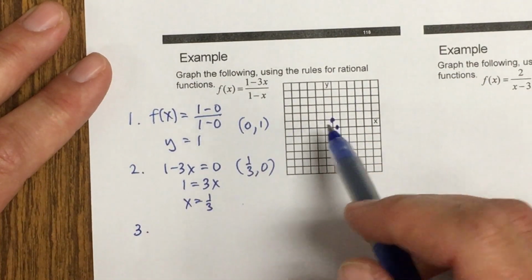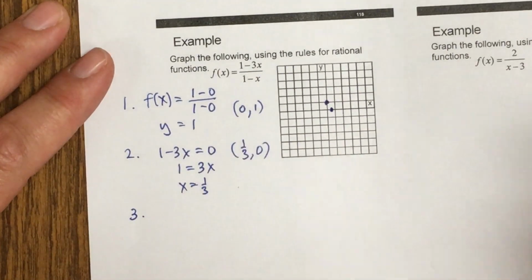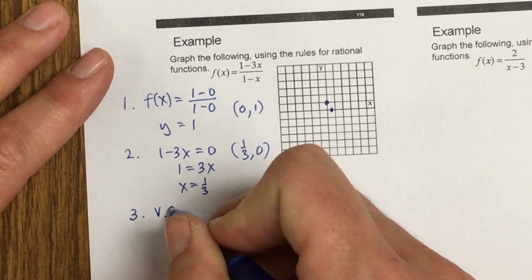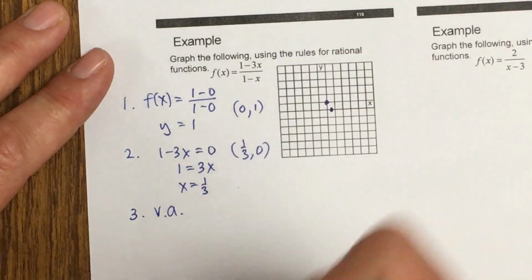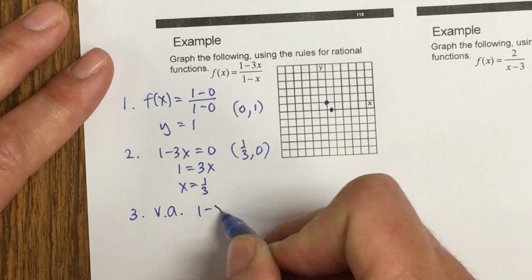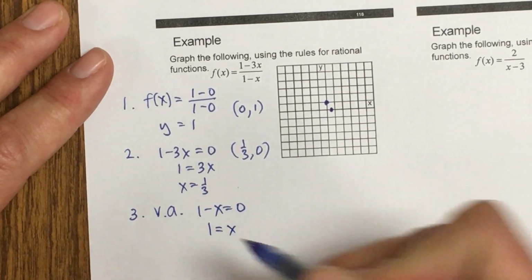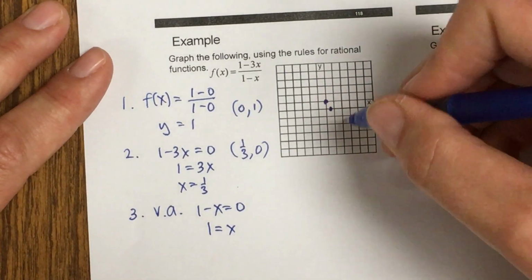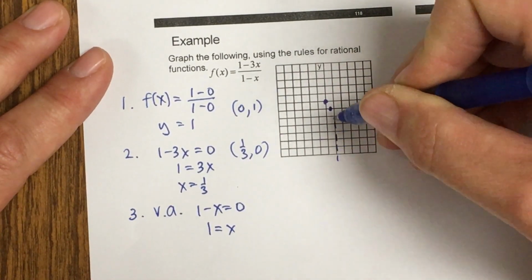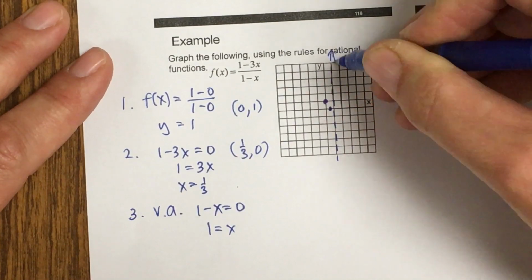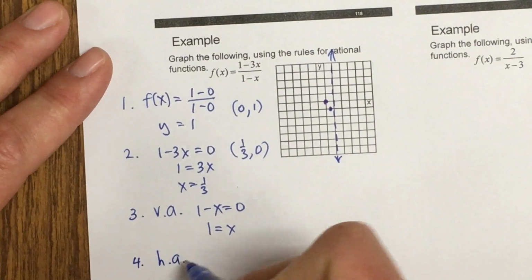Step 3 is to... I don't know, do something. Oh, find your vertical asymptotes. So vertical asymptotes are going to be 1 minus x equals 0. Set your denominator equal to 0. 1 equals x. So now I know over here at 1, it looks like that. Now I'm going to find some horizontal asymptotes.